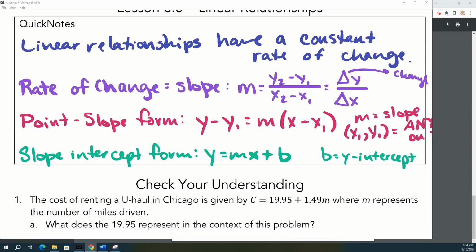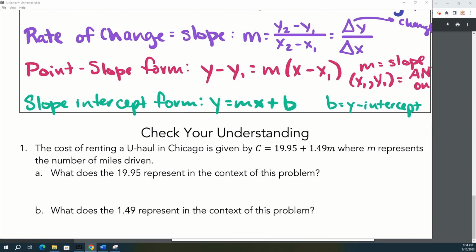All right, so let's look at a conceptual problem about renting a U-Haul. So the cost of renting a U-Haul in Chicago is given by that formula, where M represents the number of miles driven. So in this formula, what does that 19.95 represent as far as renting this U-Haul? Base price. It's the y-intercept. I don't want you to say that though. I want you to talk about renting the U-Haul. So it's the base price.